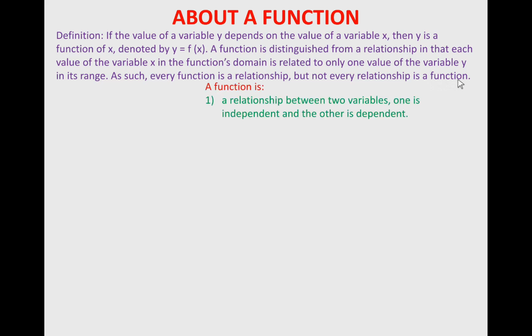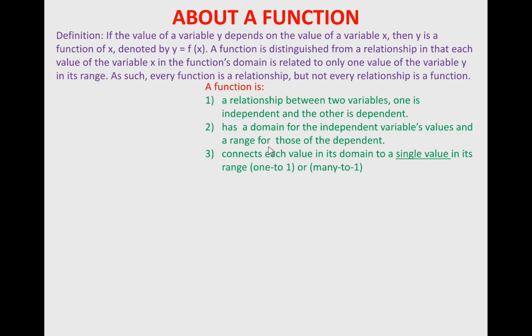We can say that a function is a relationship between two variables. One is the independent variable, and normally that is x, and the other one is the dependent variable, and usually that is y. A function has a domain for the independent variable's values and a range for the dependent variable's values. A function connects each value in its domain to a single value in its range. The connection could be one-to-one. It could also be many-to-one.